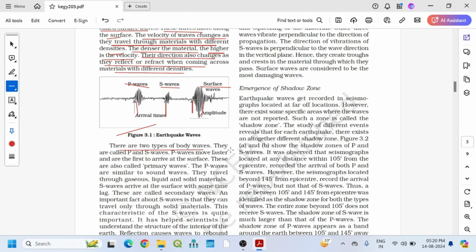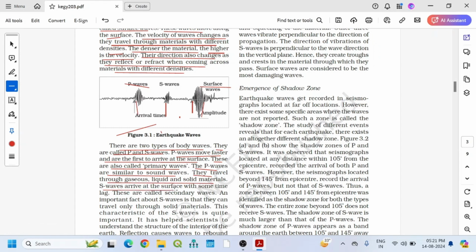There are two types of body waves. They are called P waves and S waves. So P and S are body waves. P waves move faster and are the first to arrive at the surface. These are also called primary waves. The P waves are similar to sound waves. They travel through gaseous, liquid, and solid materials.